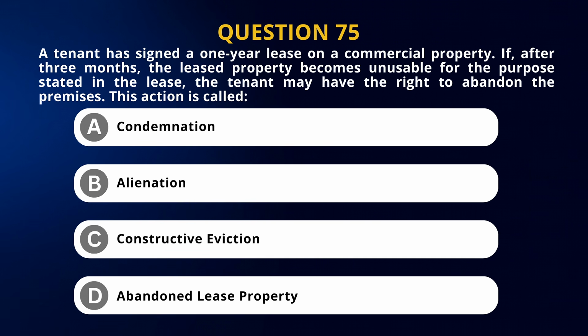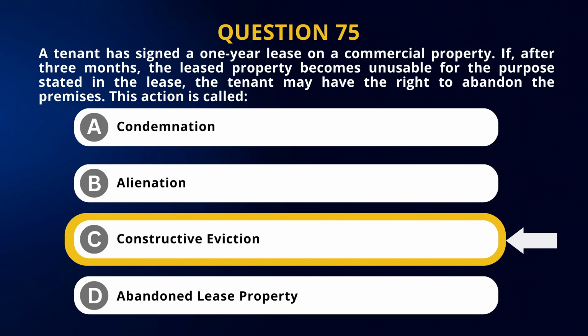Question number 75. A tenant signed a 1-year lease on a commercial property. If after 3 months the leased property becomes unusable for the purposes stated in the lease, the tenant may have the right to abandon the premises. This action is called letter A, condemnation. Letter B, alienation. Letter C, constructive eviction. Letter D, abandoned lease property. And the answer? Letter C, constructive eviction.